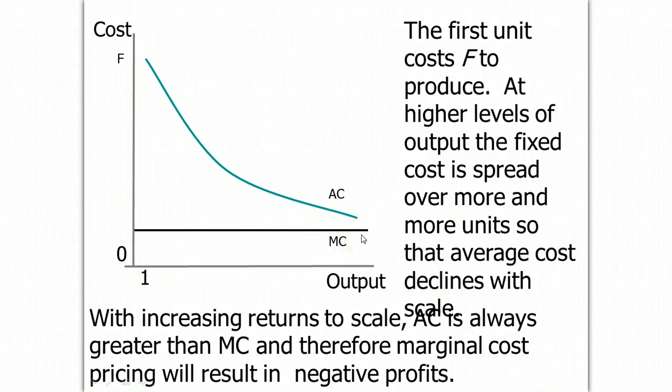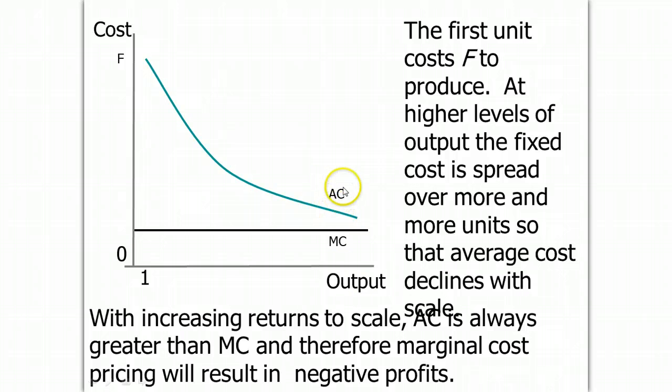How can I make an extra unit? Put in extra inputs, put in extra raw materials, have the machine running for longer. The marginal cost is constant, and it's quite low. It's a bit exaggerated here, but the marginal cost is likely to be only a fraction of a cent. The issue is that with increasing returns to scale, average cost is always greater than marginal cost.